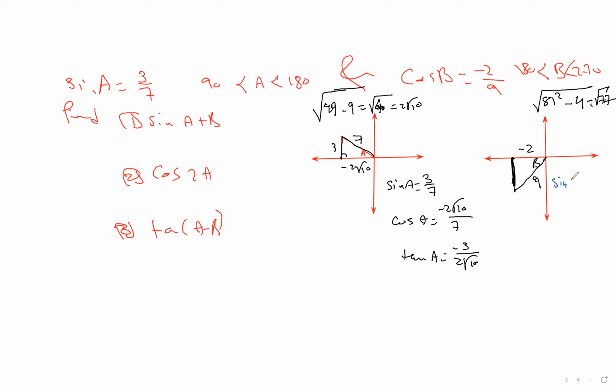Sine B is negative root 77 over 9. Cosine B is negative 2 over 9. Tan B must be positive because the angle B lies in the third quadrant. So it will be square root of 77 divided by 2. Note that in the second quadrant, you found only sine is positive, and in the third, you found only tan is positive, and we can solve this example.